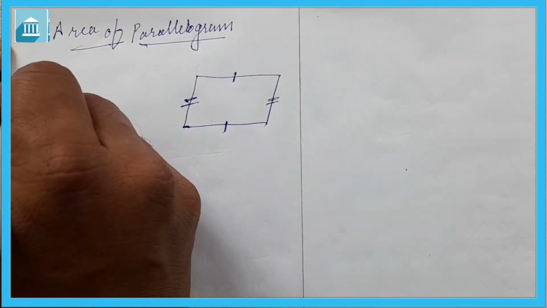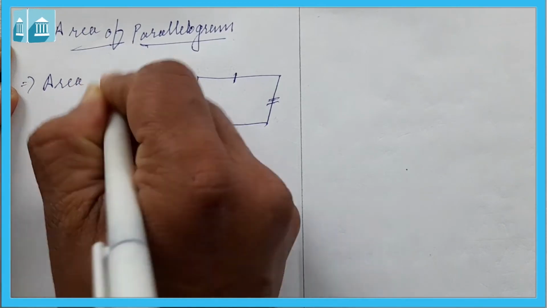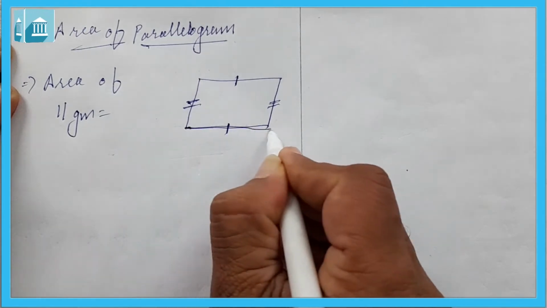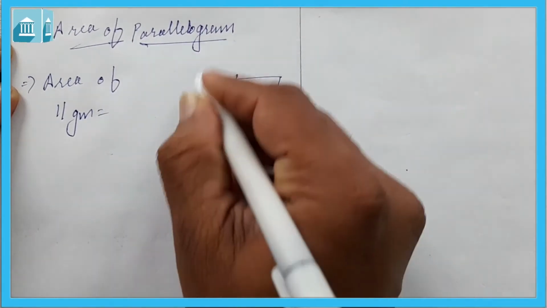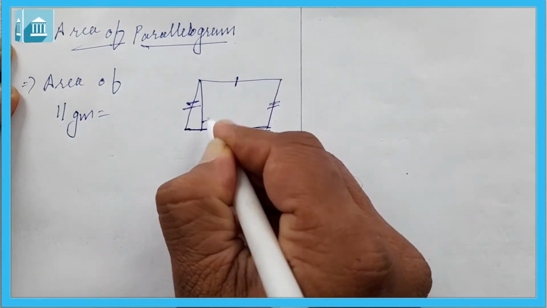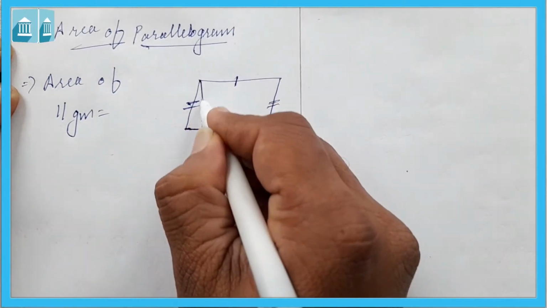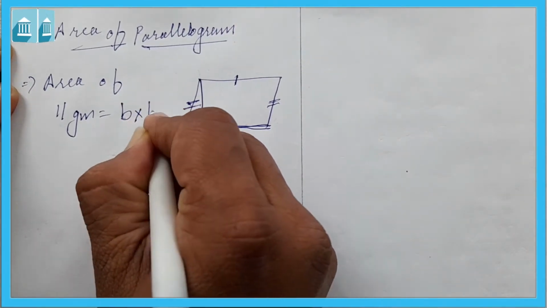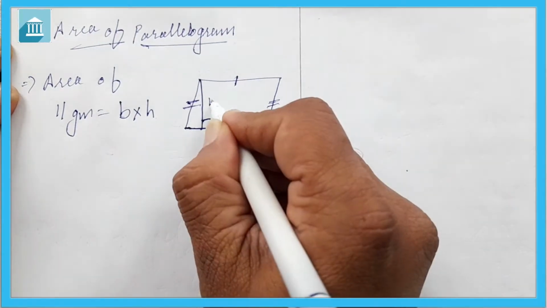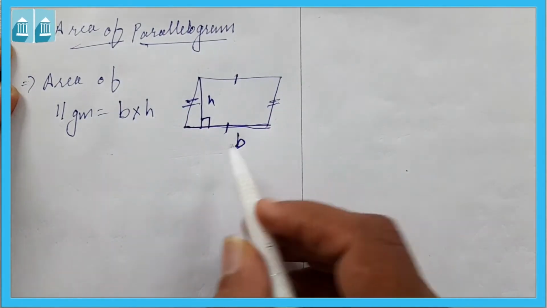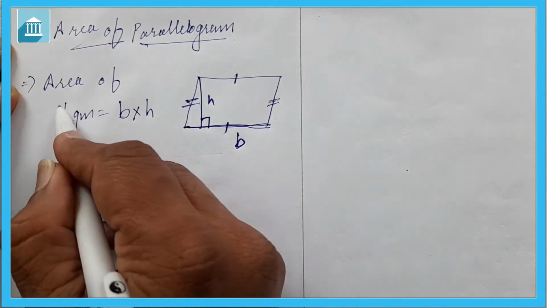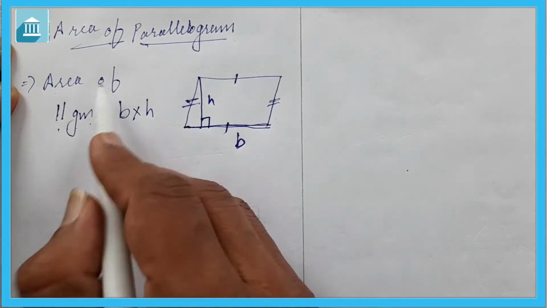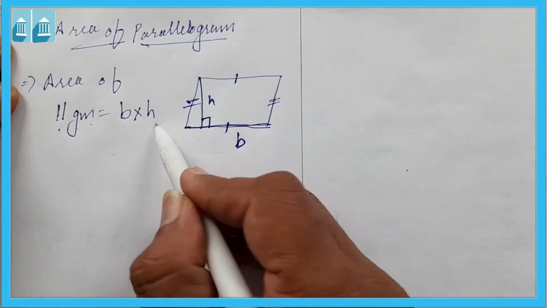Now, area of parallelogram is equal to, in this, this is the base and a side which is perpendicular to the base, that is the height. So the area of parallelogram is base into height. Here this is the height and this is the base. So we can say that area of parallelogram, this is two parallel lines, that is the symbol for parallelogram. So area of parallelogram is base into height.